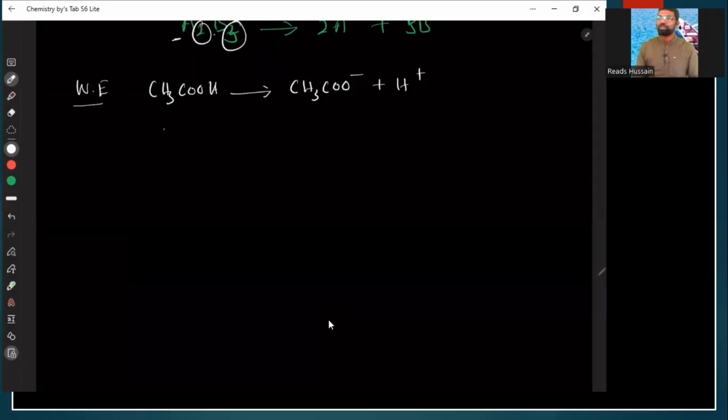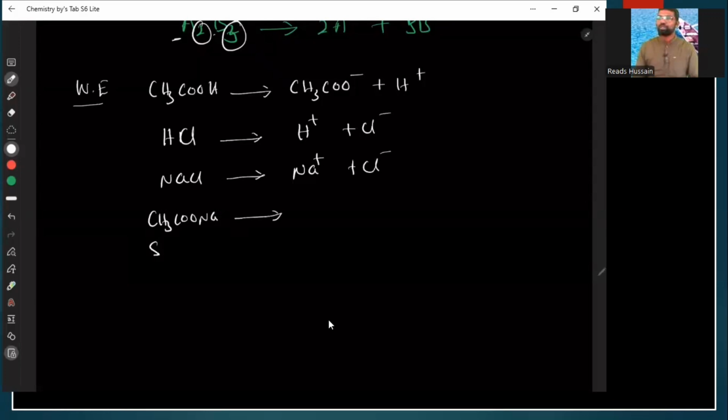Now I am going to take hydrochloric acid, HCl, which gives H plus and Cl minus, complete ionization. NaCl gives Na plus and Cl minus. Next, sodium acetate, CH3COONa. It is called sodium acetate. If you don't know the name, please note it down. It gives CH3COO minus and Na plus. These three are strong electrolytes.